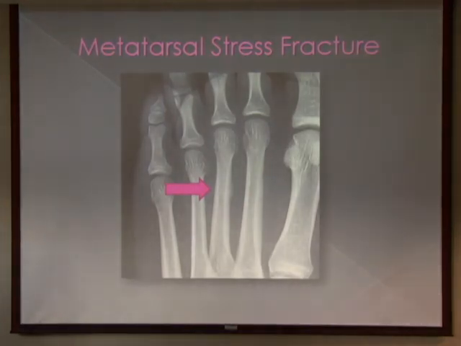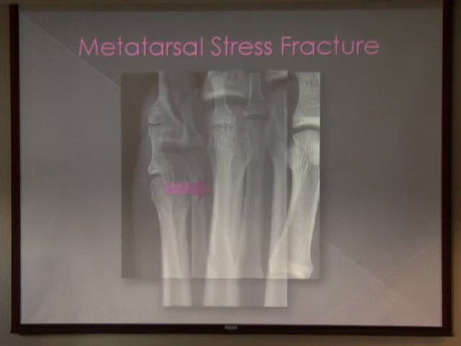Metatarsal stress fractures. A broken bone exists when the cortical edges of the bone are disrupted. Sometimes you can get an irritation where you don't see a cortical break in the bone. This is called a metatarsal stress fracture. From repeated stress over an area, you weaken the cortical edges of the bone, you get a breakdown of that bone. Stress fractures may not be seen on x-ray for up to 2 to 3 weeks after the initial injury.